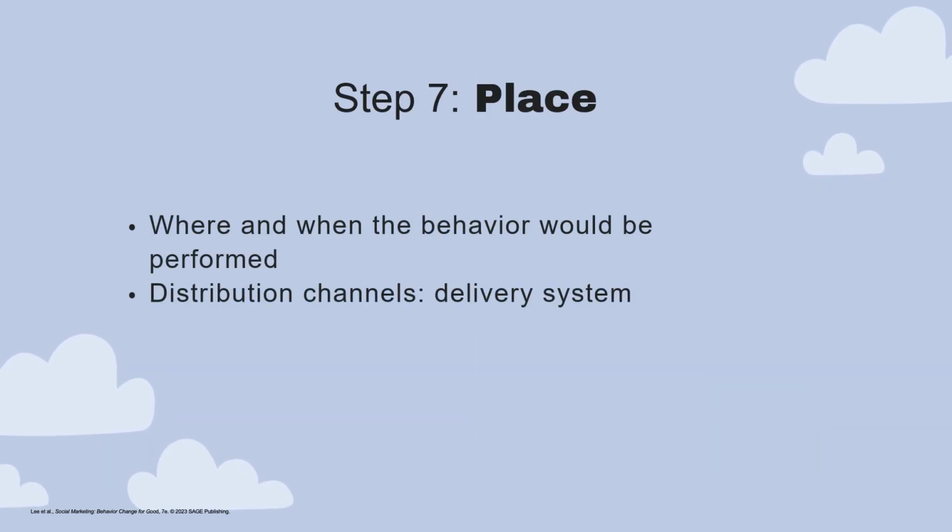Place is where and when the priority audience will perform the desired behaviors and/or acquire any campaign-related tangible goods or receive any services associated with the campaign. Distribution channel is a place also referred to as the delivery system. Distribution channels are distinct from communication channels, which are where promotional messages will appear.